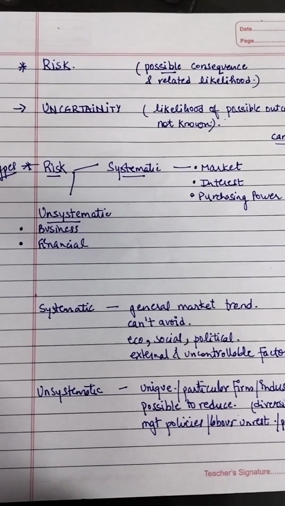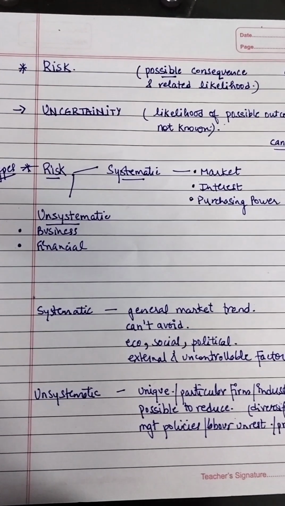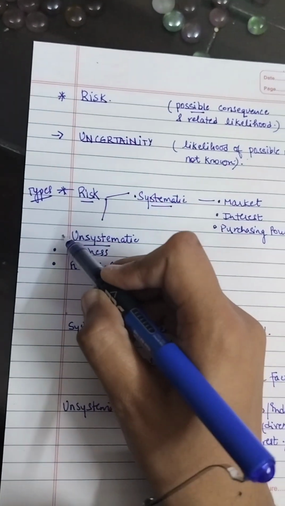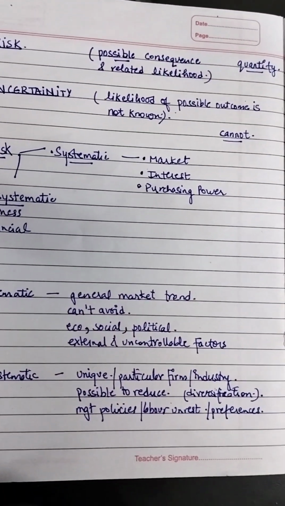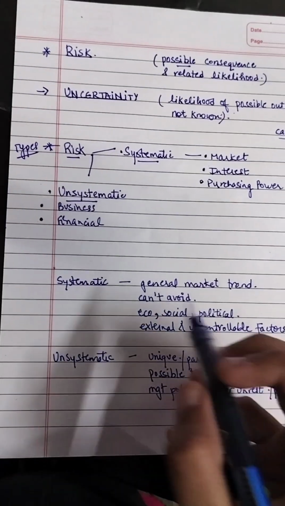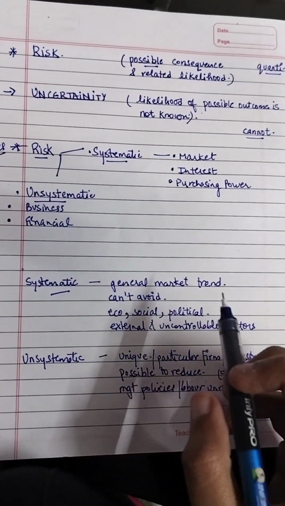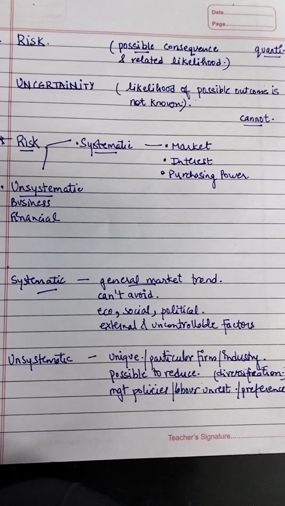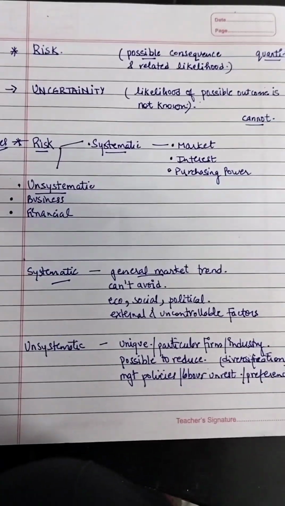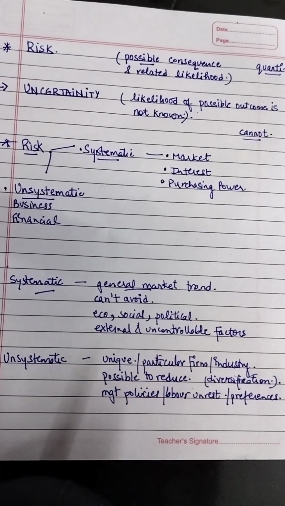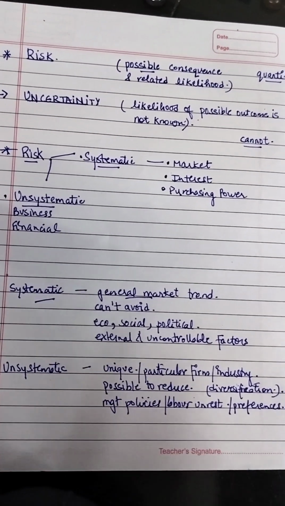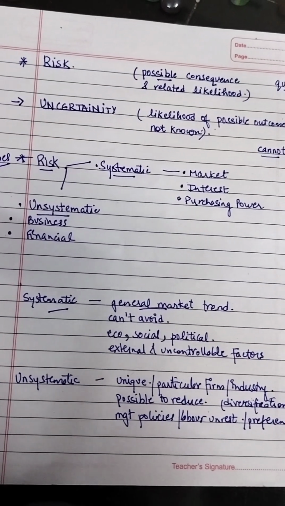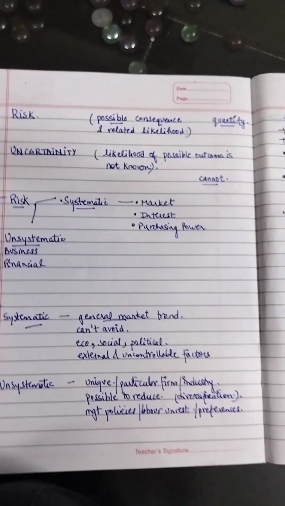Now coming ahead, we have types of risk. There are basically two types of risk. First is systematic risk and second is unsystematic risk. Systematic risk is basically general market trends. I have already noted the points here. It is happening in the entire market. It cannot be avoided. You cannot avoid systematic risk. It is due to economic, social, political factors, and is based on external and uncontrollable factors which cannot be avoided.